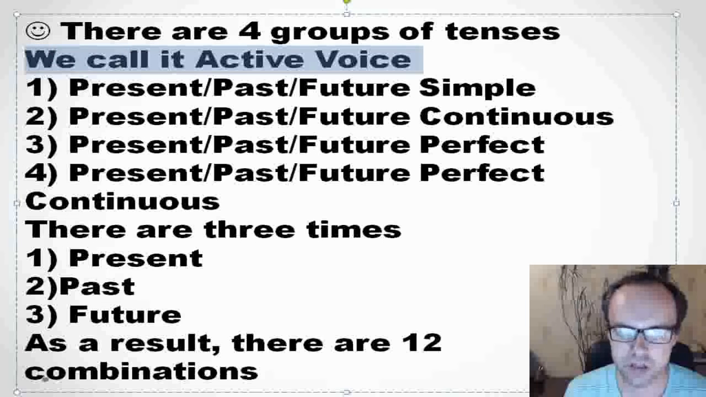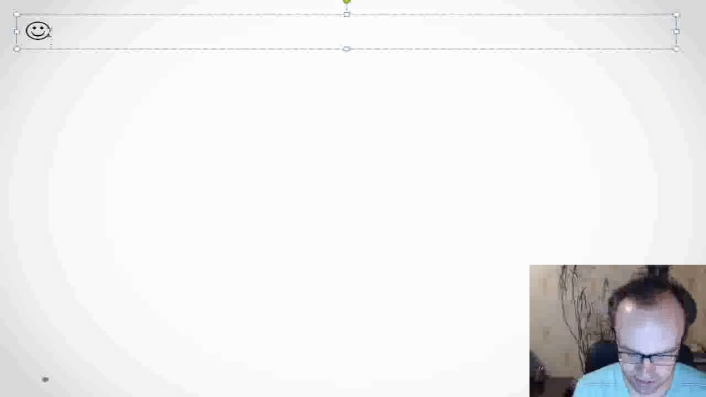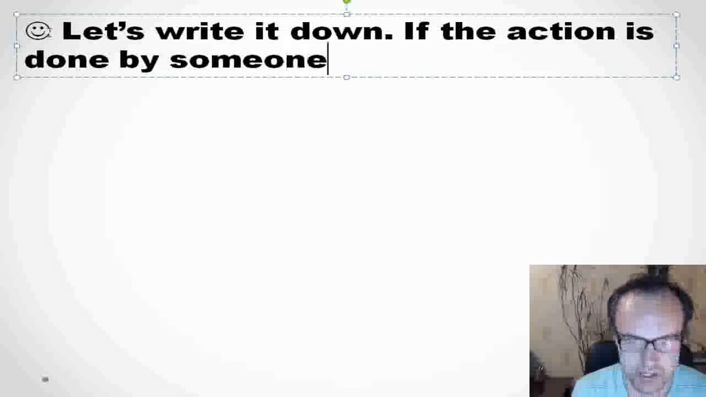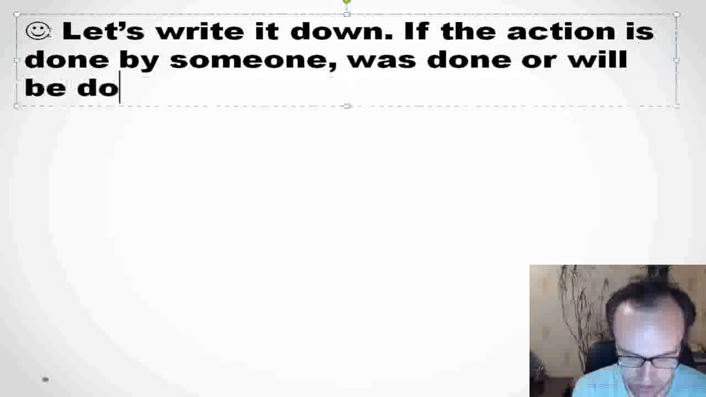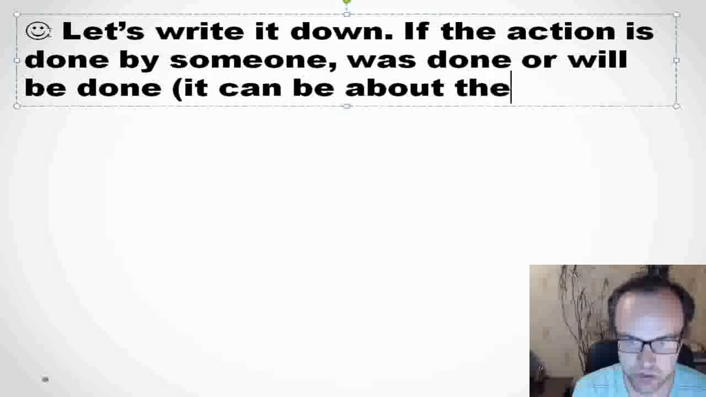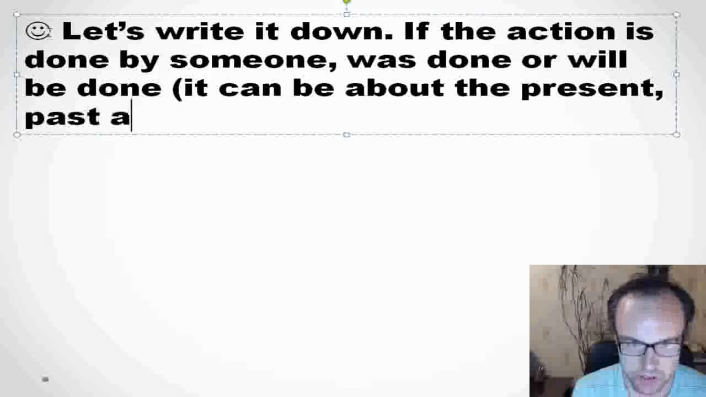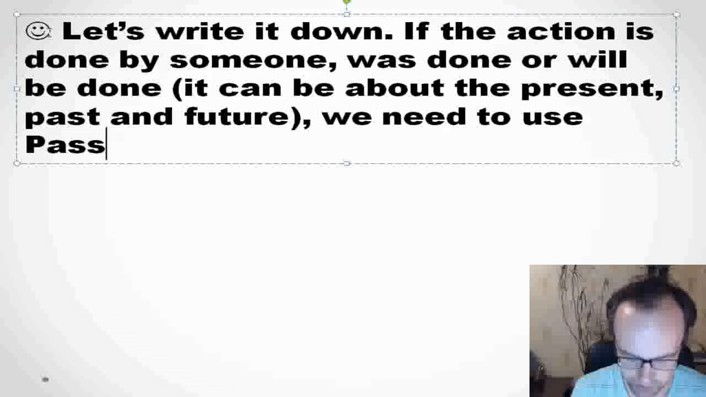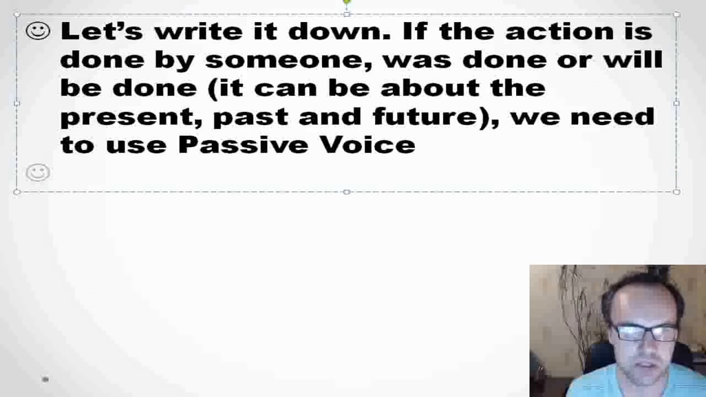So if the action is done, was done, or will be done by someone, we need to use passive voice. Let's write it down. If the action is done by someone, or was done, or will be done, so it can be about the present, past, and future, we need to use passive voice.